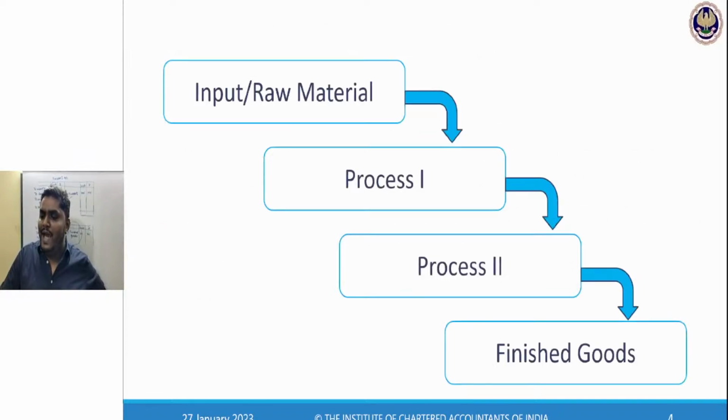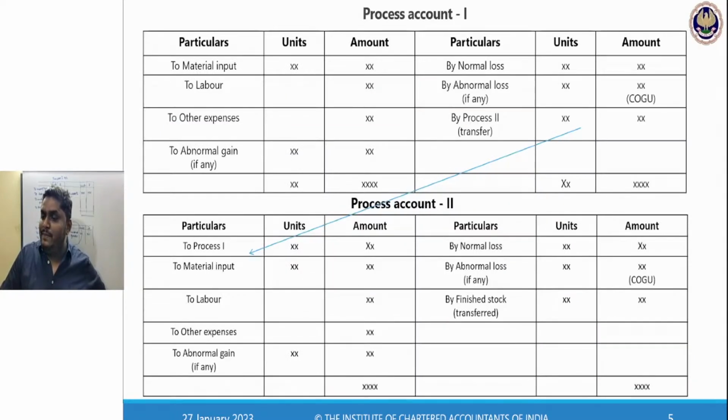So this is how the mechanism works, wherein the input or raw material is transferred to process first. The output of process first is transferred to process second, and assuming there is no process third, the output of process second is transferred to finished goods. This is the basic pro forma of process account, with material input, labor, other expenses, and so on. Normal loss, abnormal gain, I'll be discussing this part separately. So this is the basic pro forma of process account.